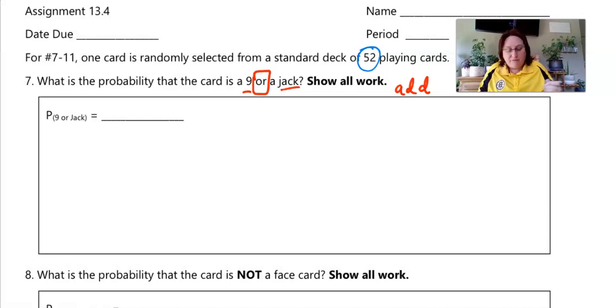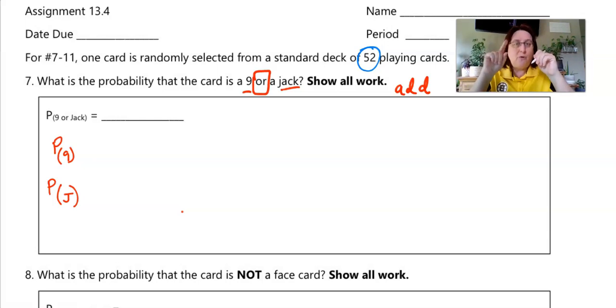So here's what that looks like. First of all, we have to find out what is the probability that we pull out a 9 out of the deck. And then we have to see what is the probability of pulling a jack out of the deck. And then we have to ask ourselves, is it possible for a 9 to also be a jack? What do you guys think? Can a 9 be a jack or a jack be a 9? No, a 9 can't be a jack. So there's no overlap, which means we are just going to add those two probabilities together.